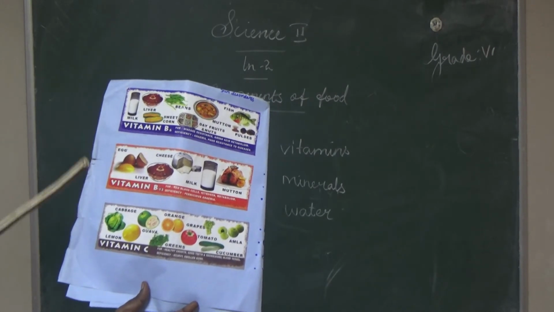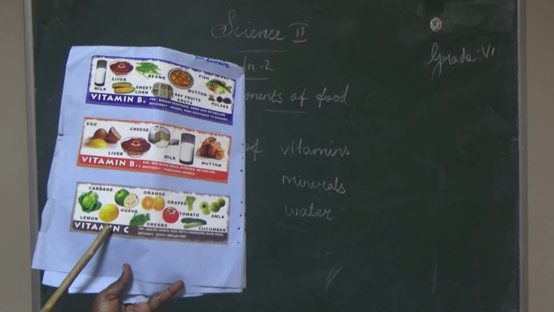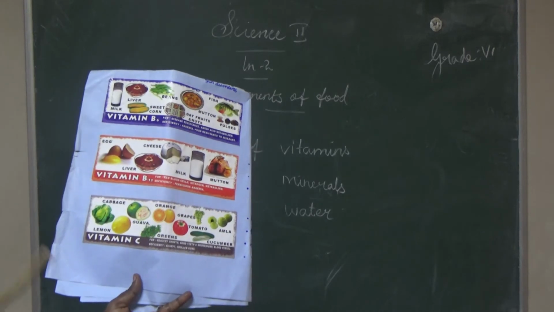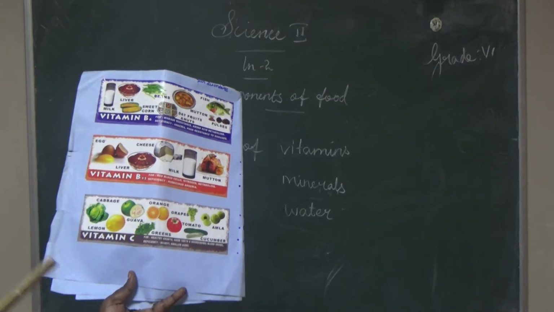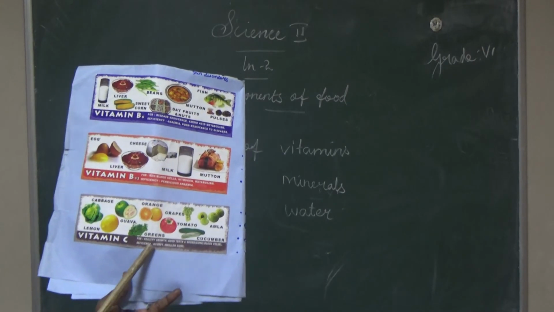Okay, what are the symptoms? Loosening of teeth and bleeding in the gums, slow healing of wounds, weakness and low resistive power. These are some of the symptoms of scurvy.